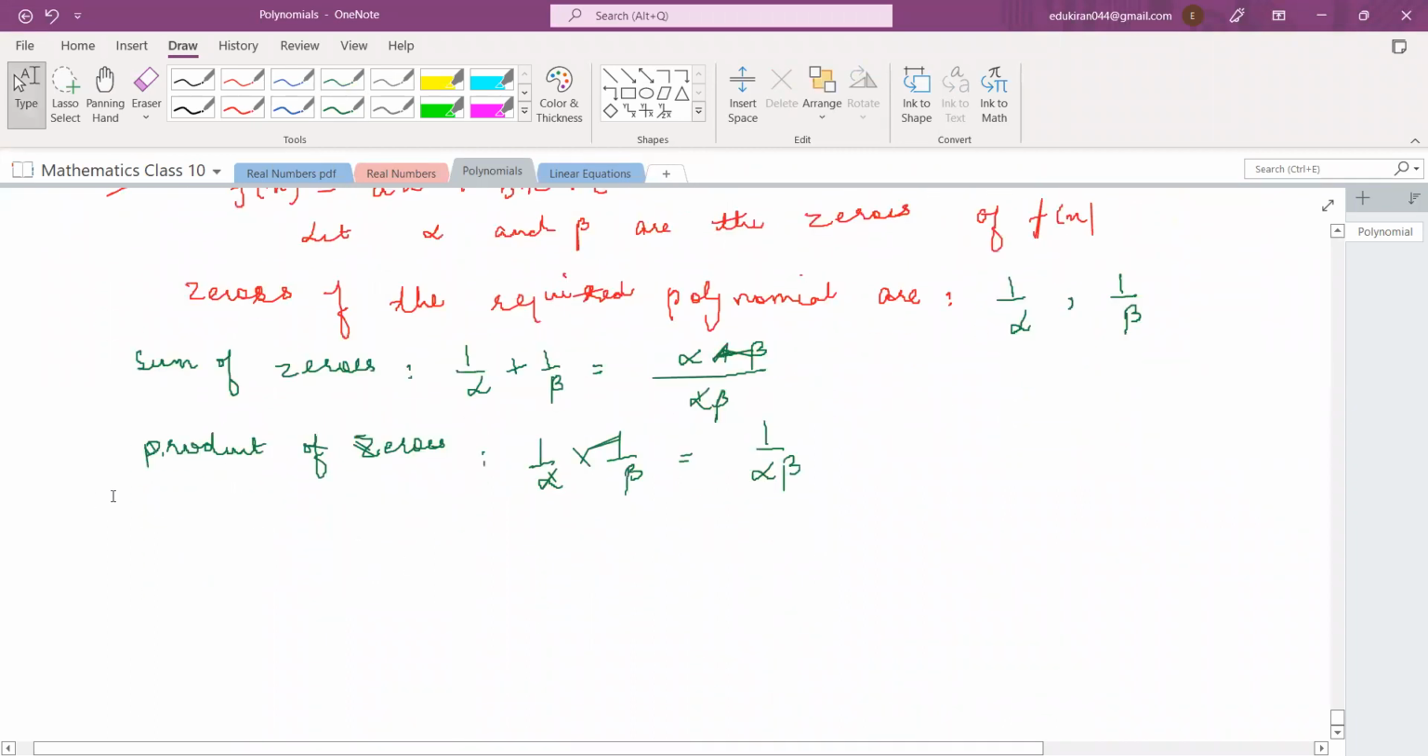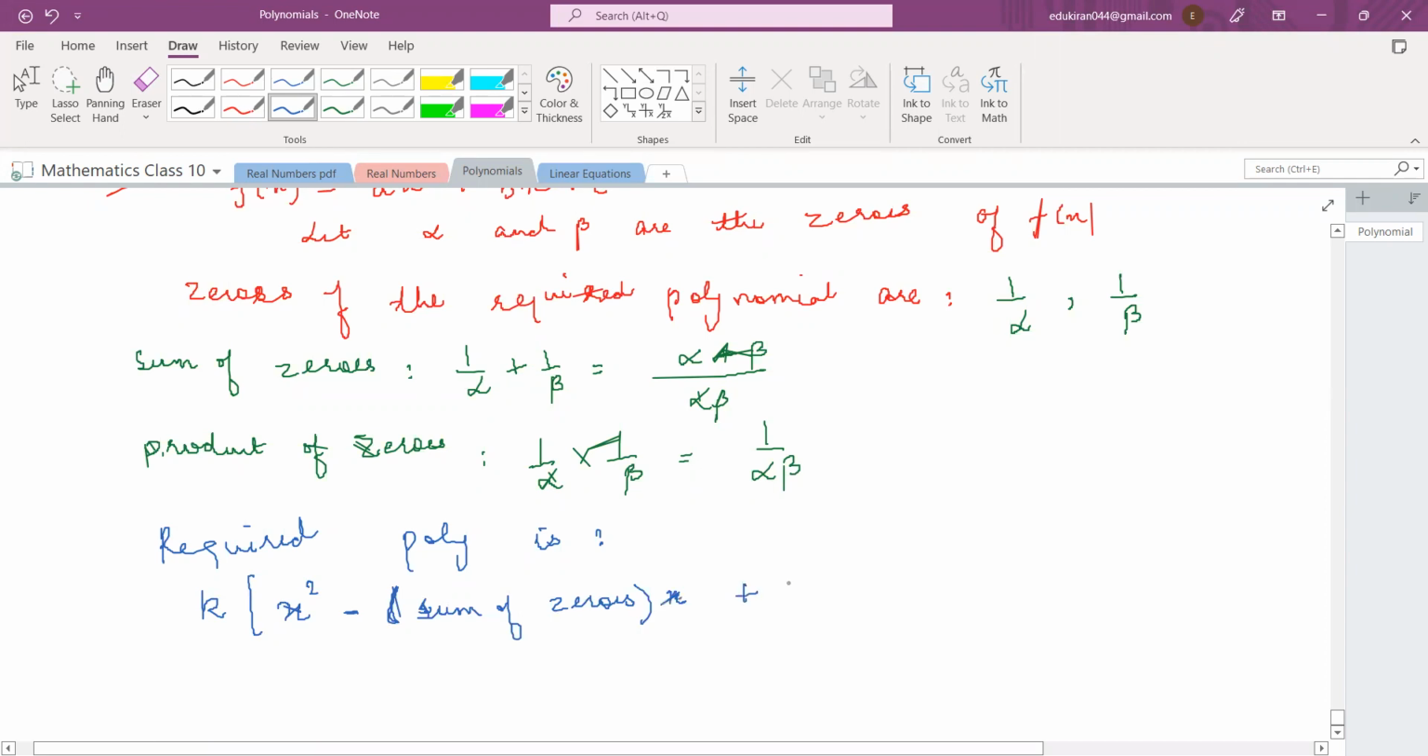Yes, ma'am. Now simple, so the required polynomial is k times x square minus, you write down, sum of zeros into x and plus product of zeros.